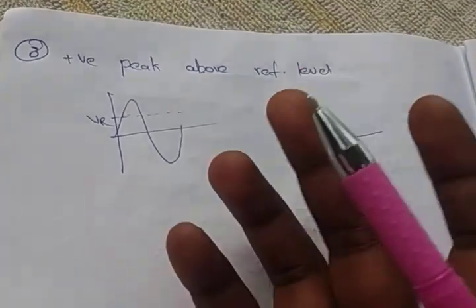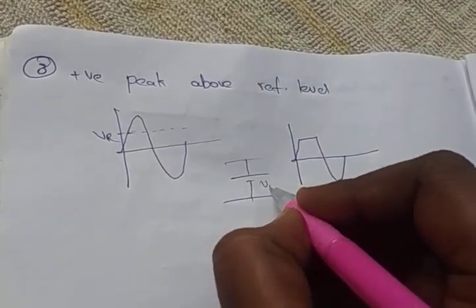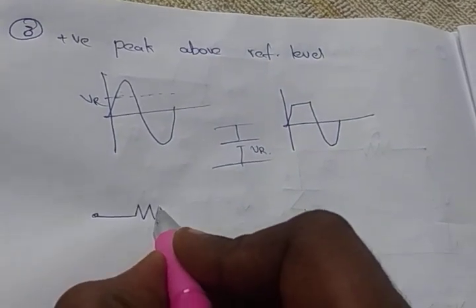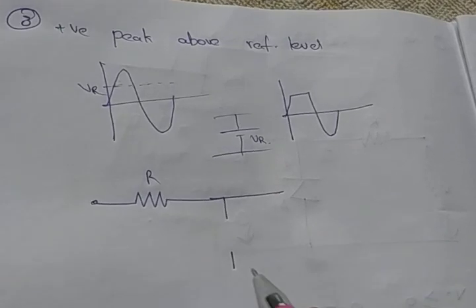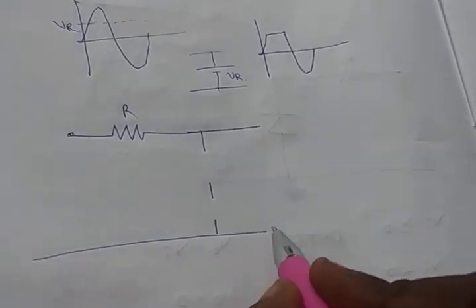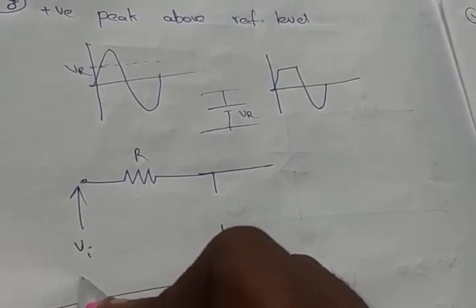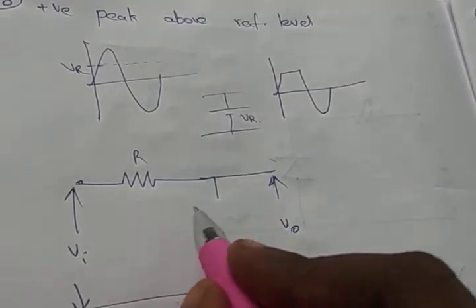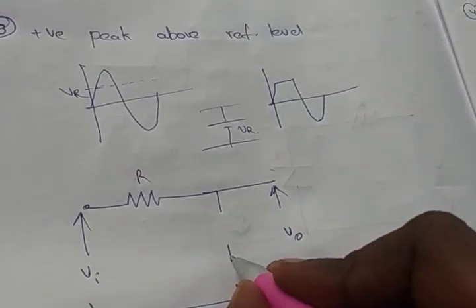So we have to connect a reference voltage, that is a fixed voltage VR, in series with the diode. So we have a resistor here, and we have to connect a diode and a reference voltage. So we have to set the polarities and direction for the diode and polarities for VR.